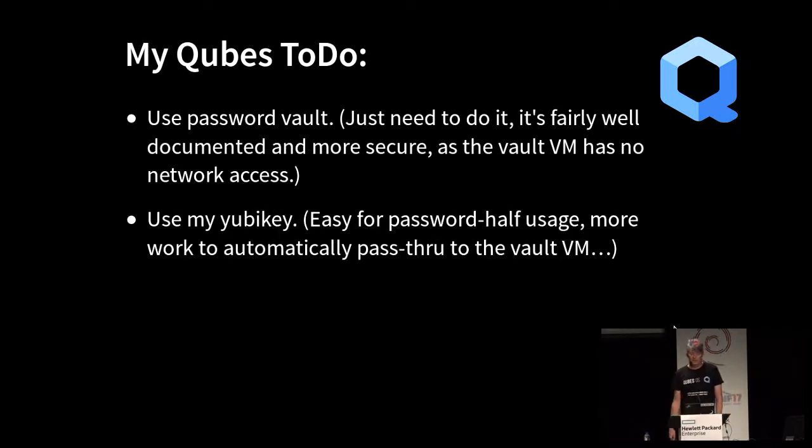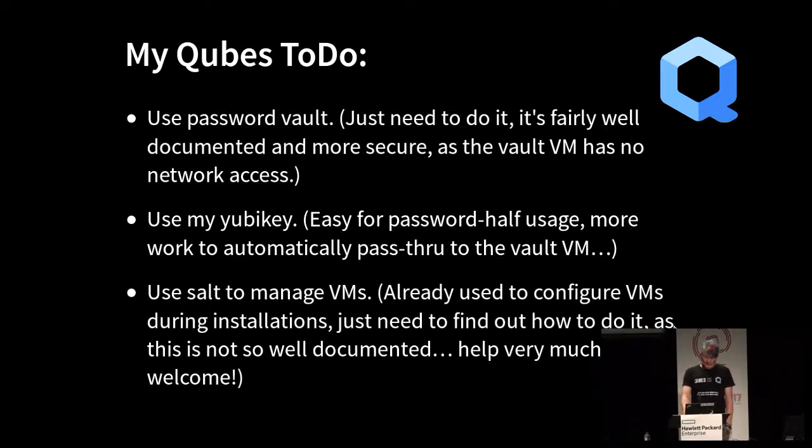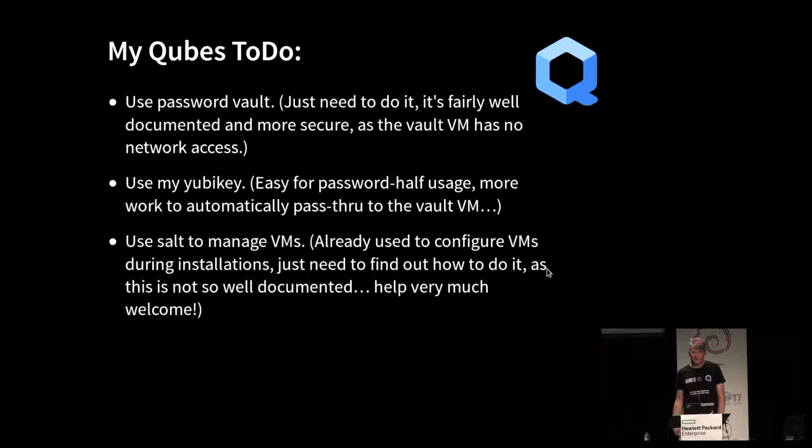And I still don't use my YubiKey. Having half the password in the YubiKey and half in memory works nicely because it's just attached to the USB VM. But for keeping GPG subkeys in the YubiKey, I will need to attach the YubiKey, assign it to the app VM, and use it there. So I will do this together with using the Vault VM and then automate this. And I'd like to use Salt to manage the VMs. Salt is the configuration management system used by Qubes internally to create all these different VMs and configure them.